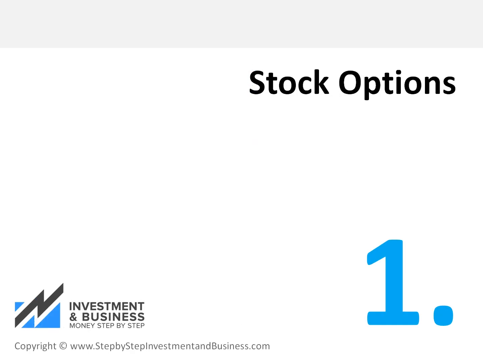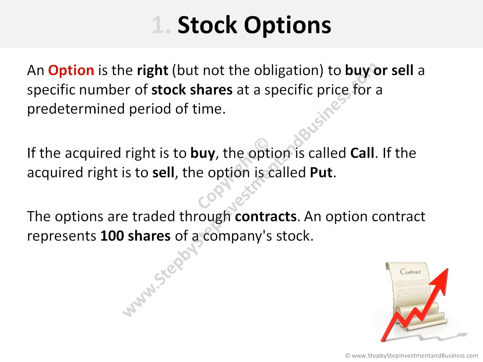In this chapter, we will analyze how stock options work. An option is the right, but not the obligation, to buy or sell a specific number of stock shares at a specific price for a predetermined period of time. If the acquired right is to buy, the option is called call. If the acquired right is to sell, the option is called put.